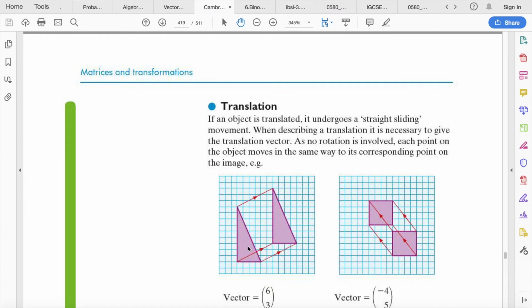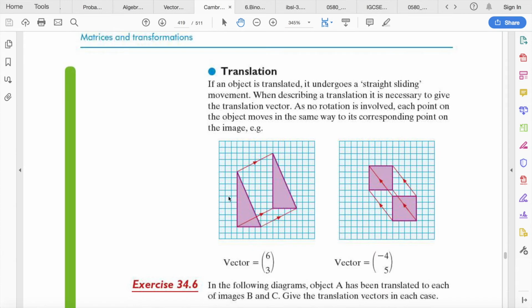For example, here, as you see in this diagram, this triangle is translated onto this triangle. As you see, the lengths are the same. For example, base is 4 units, base is 4 units. Height is 1, 2, 3, 4, 5, 6, 7, 8, 9 units. Here is 1, 2, 3, 4, 5, 6, 7, 8, 9 units. If you notice, they are the same.